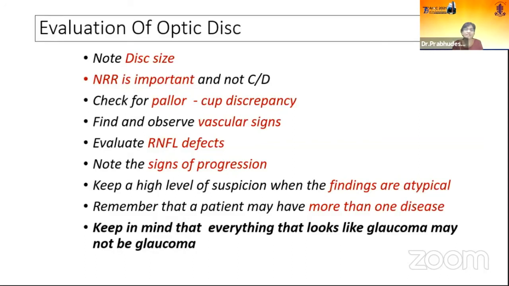Note the disc size. The NRR is important and not CD. Check for pallor cup discrepancy. Find and observe vascular signs. Evaluate RNFL defects. Note the signs of progression. Keep a high level of suspicion when the findings are atypical. And remember that a patient may have more than one disease. Always keep in mind that everything that looks like glaucoma may not be glaucoma.